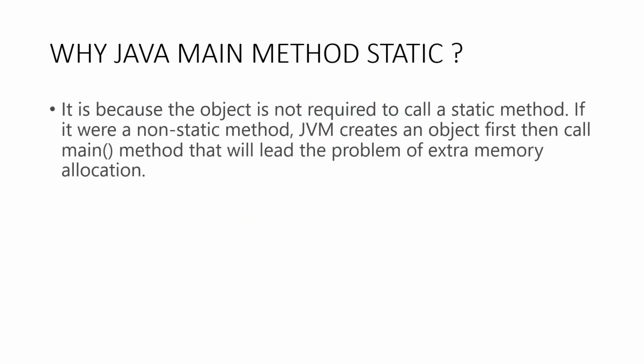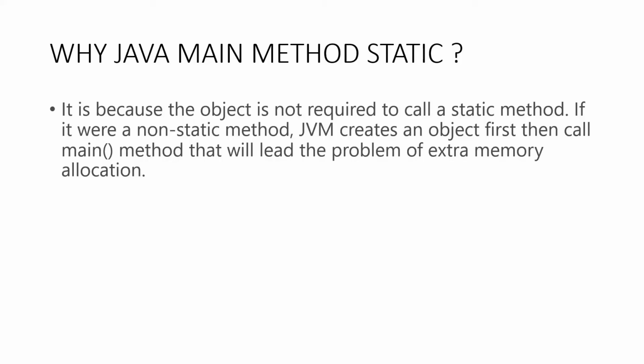See, why is the Java main method static? It is because the object is not required to call a static method. If it were a non-static method, JVM would create an object first, then call the main method. That will lead to the problem of extra memory allocation and all. That's why we make the main method static.